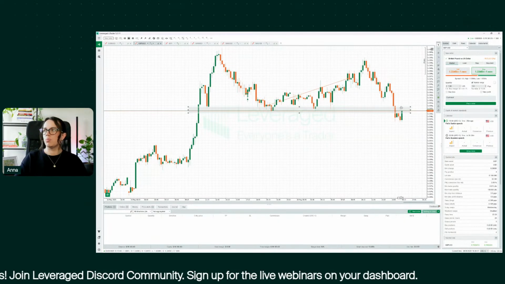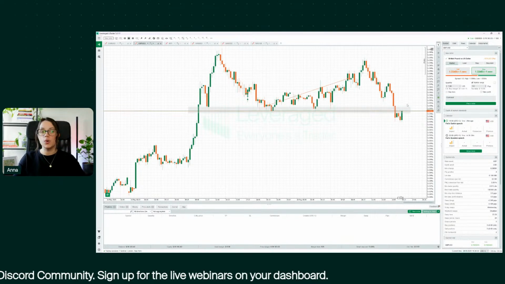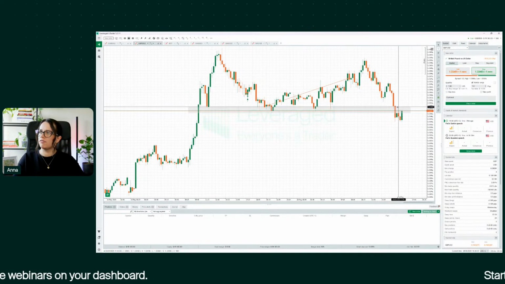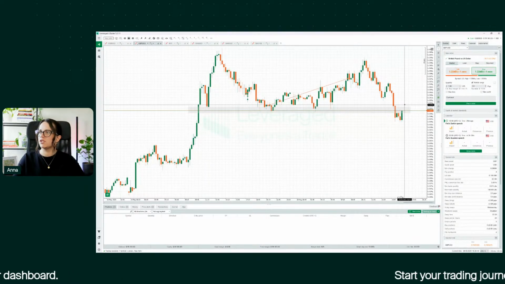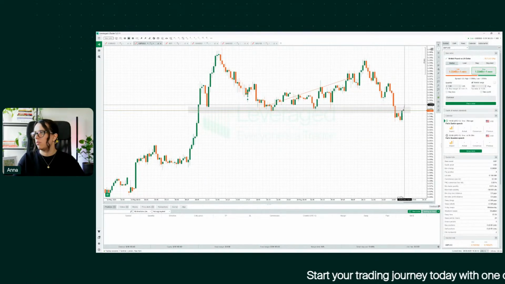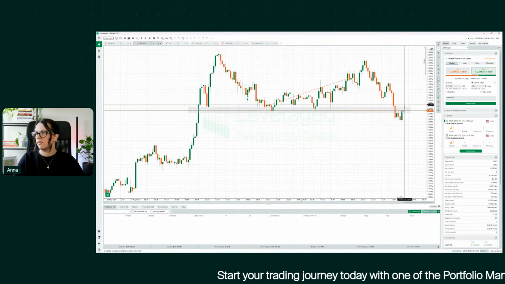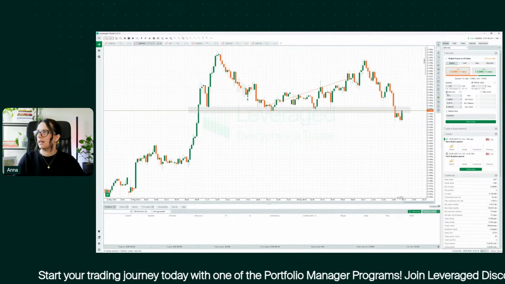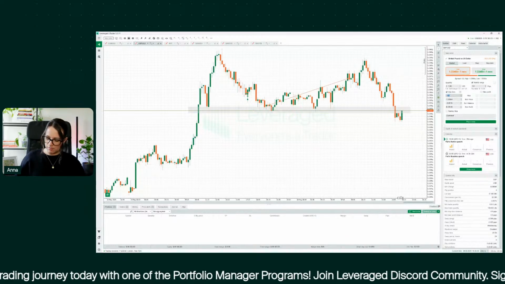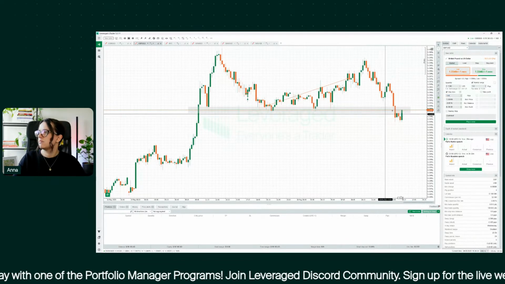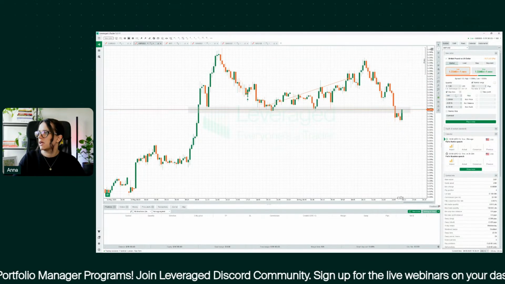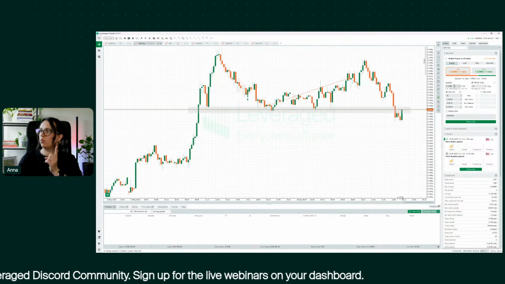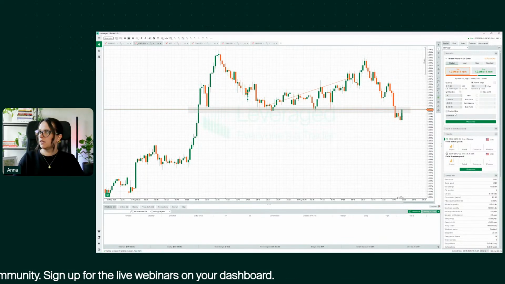This is our support. It was broken and now we're retesting. So I'm going to sell this position and I want to put my stops just above this area, like above the zone. So I see how much it is in pips. It's very little, 5.6 pips. Okay, so I'm selling. My stop is, I'm typing in 5.6 pips, probably less now. Let's do 5.